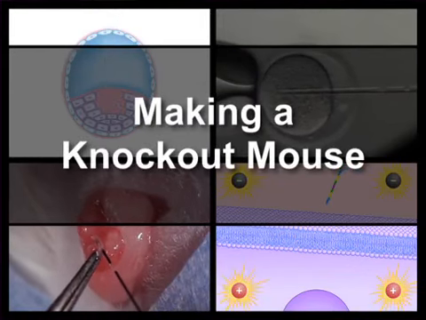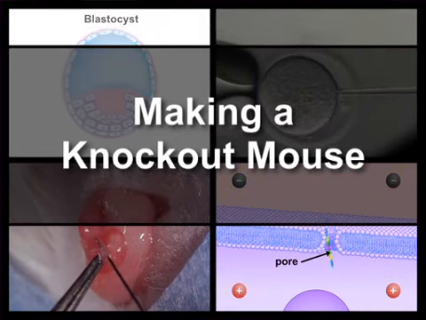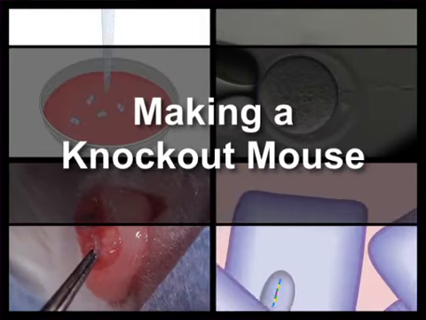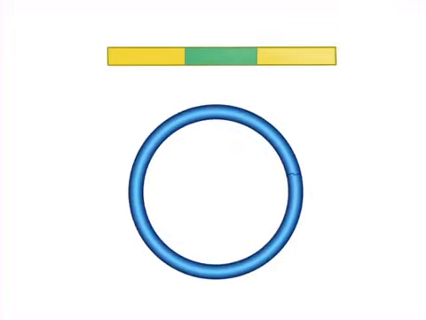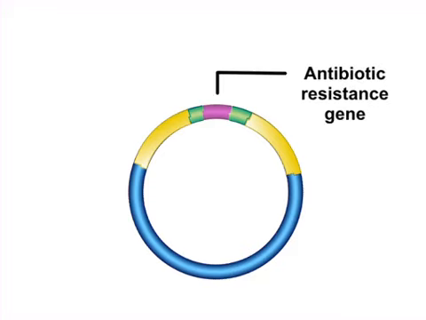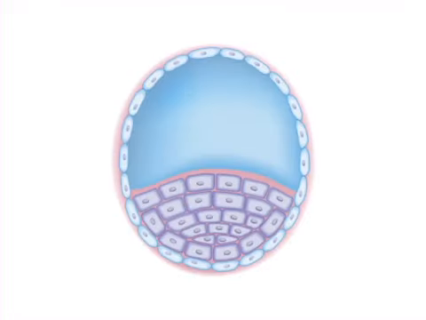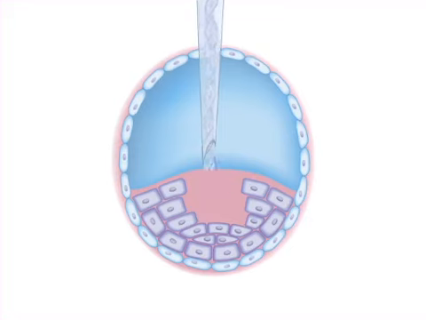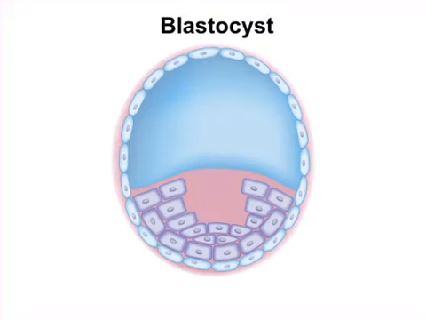Let's review a general procedure for generating knockout mice by homologous recombination. Here, a construct must be prepared in which part of the genomic DNA sequence is replaced with foreign DNA. This DNA often encodes another gene, such as for antibiotic resistance, which provides a way to select successfully modified cells in later steps. To begin the procedure, embryonic stem cells are collected from the inner cell mass of an early mouse embryo known as the blastocyst.